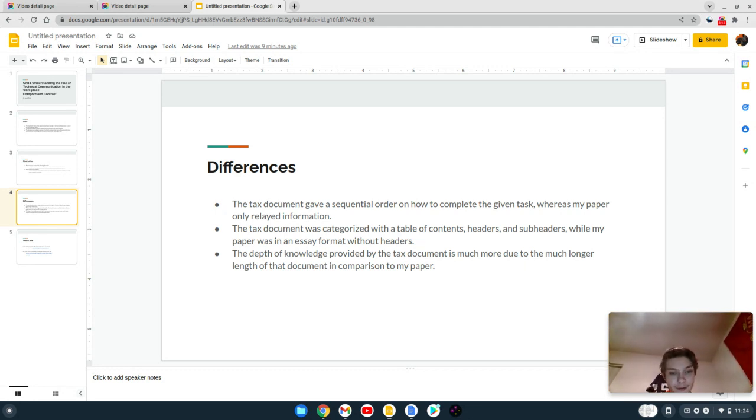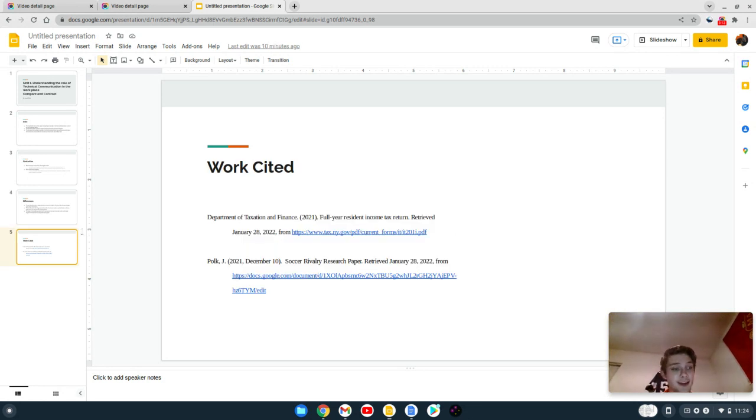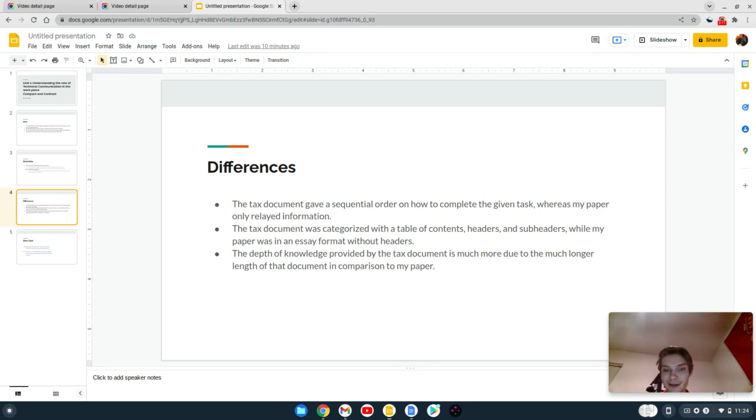And then another difference is the depth of knowledge provided by each document. So the tax document is much, much longer. It's over 70 pages. And so as a result, there's much more information than my paper. And so when you compare the amount of information that you can get as an individual in terms of the takeaway, the tax document has much more, which is one of the biggest differences.